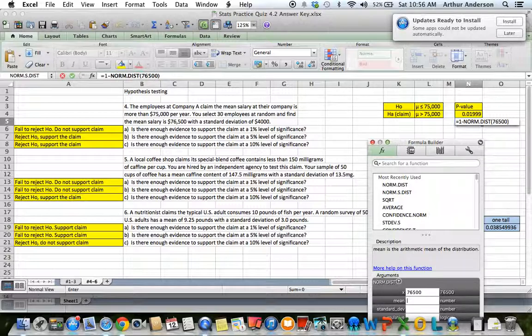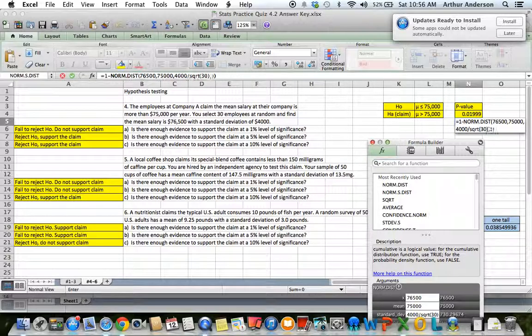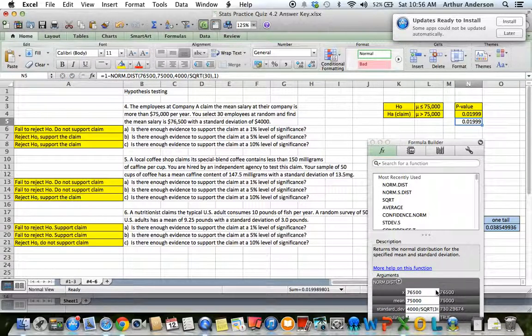The value for the mean is the 75,000 as stated in the problem. The standard deviation, however, is going to be equal to the 4,000 as stated in the sample divided by the square root of the sample size. So it's the square root of 30 employees. And we have cumulative is also equal to true. So we have an answer of approximately 2%.